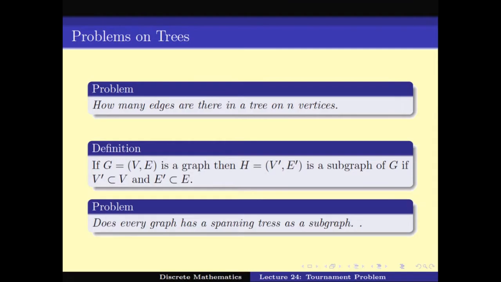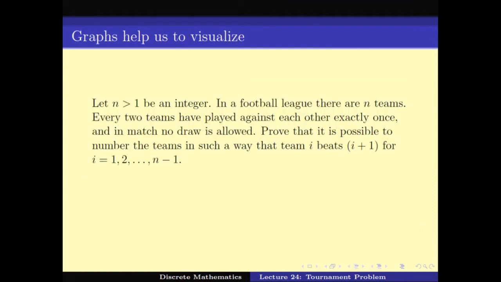So this is a quick introduction to graph theory, and now using this set of graphs that we have learned, or various graph theory that we have seen, can we at least formalize this problem? So here again, there are n teams. Any two teams play with each other. One of them wins, the other one loses. Prove that it is possible to number the teams in such a way that team i defeats team i plus 1.